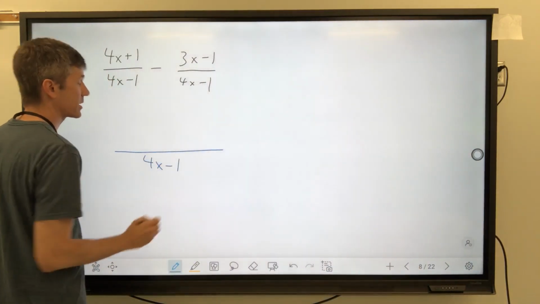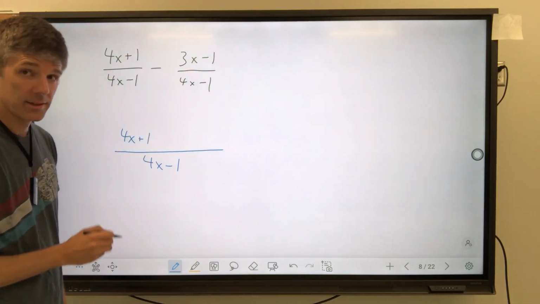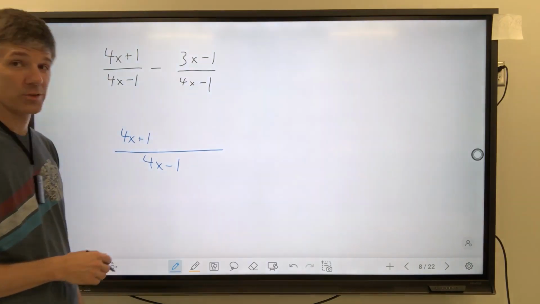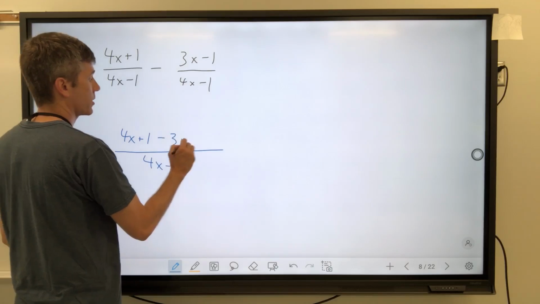4x minus 1 is my denominator. Numerator over here is 4x plus 1. Now, hang tight, you hardcore mathematicians. I'm about to do it wrong. You can write this. Feel free to write this. And then I'm going to subtract 3x minus 1.